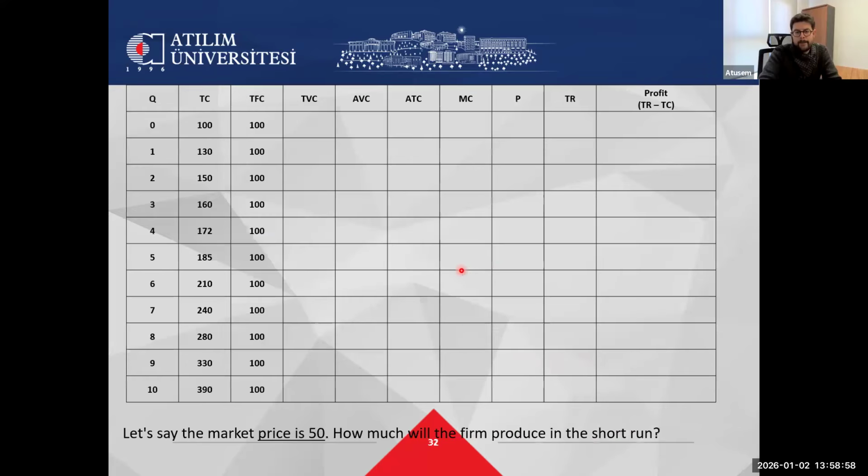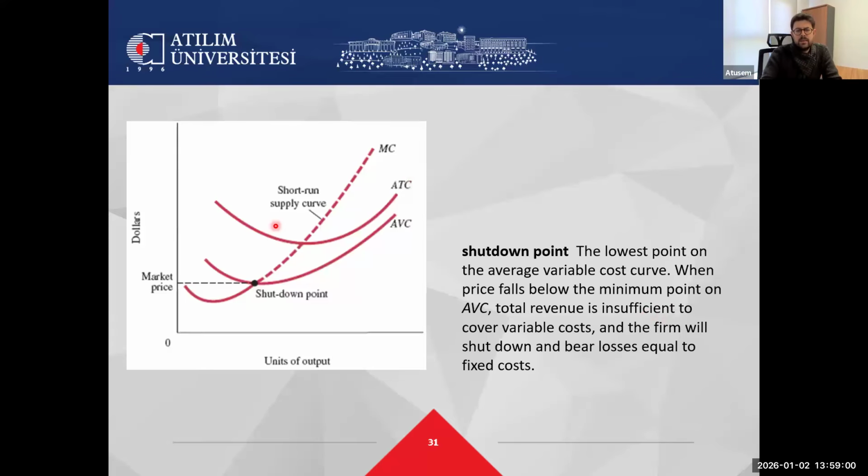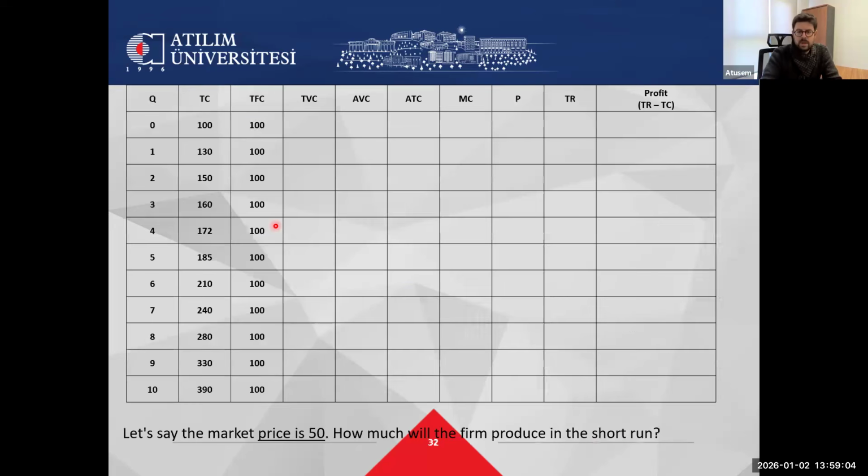Okay. That is not really important for the exam, but try to understand. Just try to understand. But that is important. Previous parts are also important. Okay, let's say market price is 50. So price is fixed because firms are price takers in perfect competition.